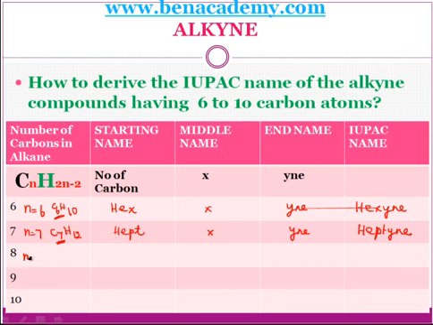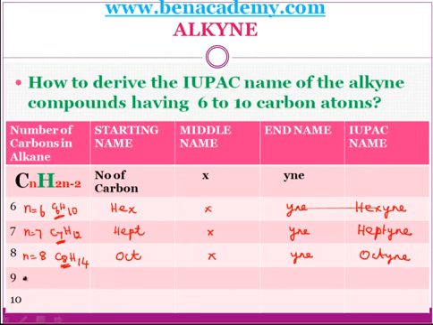And if the number of carbons is 8, then the formula will be C8. And how many hydrogens will be there? 2 times 8 is 16, 16 minus 2 is 14. If the number of carbons is 8, then the starting name is oct. Octopus, having 8 legs. Therefore, oct for 8. There is no middle name. The end name is the same, yne. Therefore, the name of the compound will be octyne.